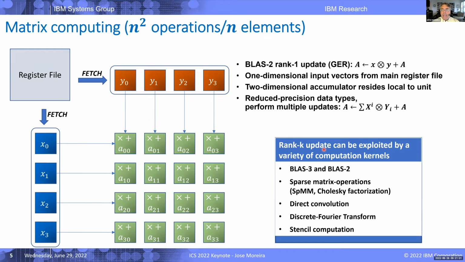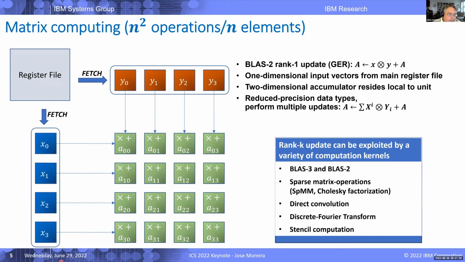You only fetch N elements, or 2N. I mean, let's not worry about a factor of two among friends, right? But you fetched N elements and you produced N squared results and you performed N squared operations. So this is a fundamental change, because now I can do much more operations per element.